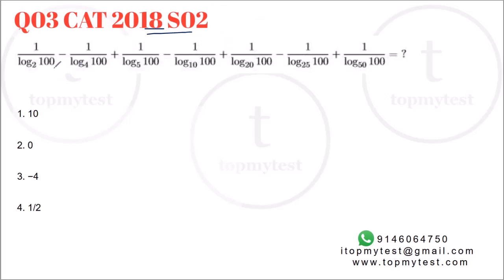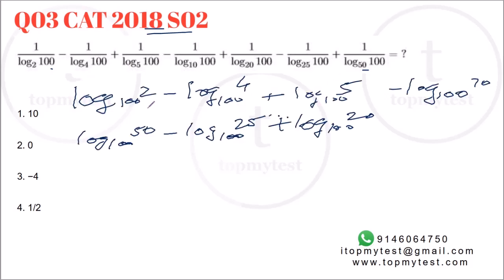Let's see. This is 1 by log of 100 to the base 2, minus 1 by log of 100 to the base 4, plus 1 by log of 100 to the base 5, and so on. But not all values are given, only partial values are given. Again, all the values are the same, but the index is changed, and they are in the denominator. So we'll switch them to the numerator. So I've rewritten all the logs in this way.